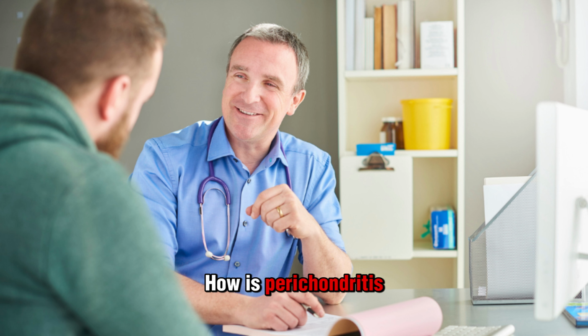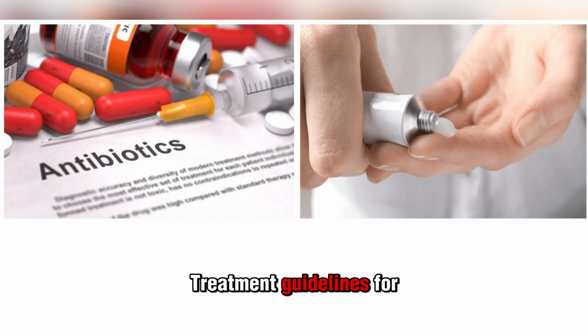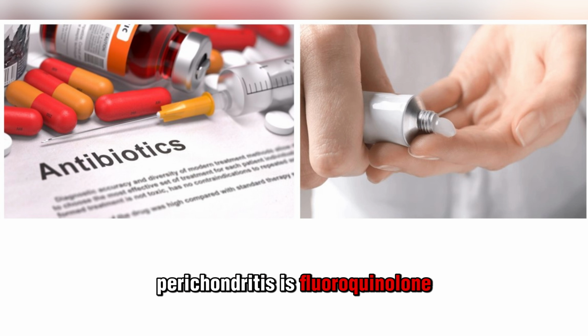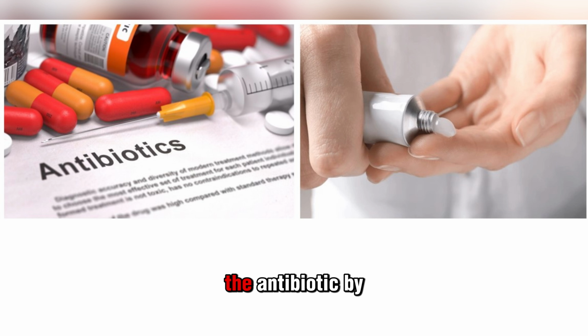How is perichondritis treated? Treatment guidelines for perichondritis typically include the use of antibiotics. The type of antibiotics depends on the severity of your condition and the kind of bacteria causing the infection. A common antibiotic for the treatment of perichondritis is fluoroquinolone. You may take the antibiotic by mouth or apply it directly onto your skin.